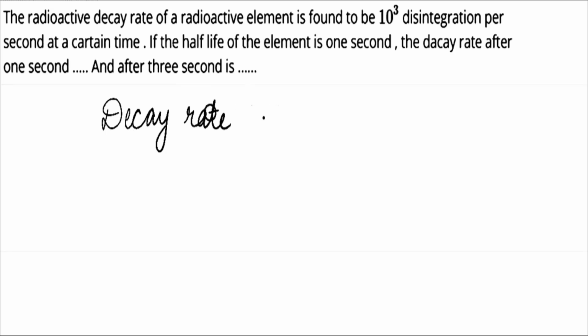So the decay rate initially will be R naught, right? So at t equals 0, it is R naught. That is equal to 1000 disintegrations per second, correct? Now what we have been asked is the decay rate after one half-life.